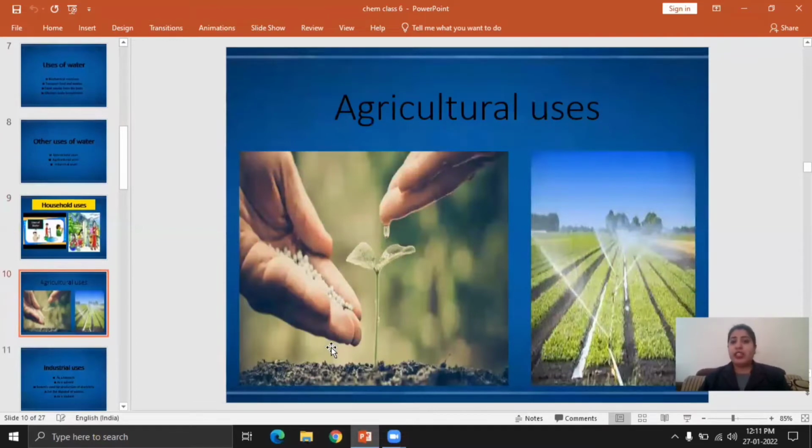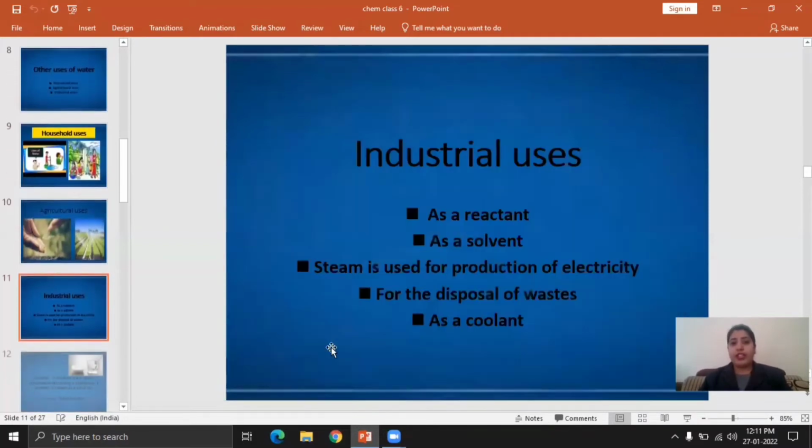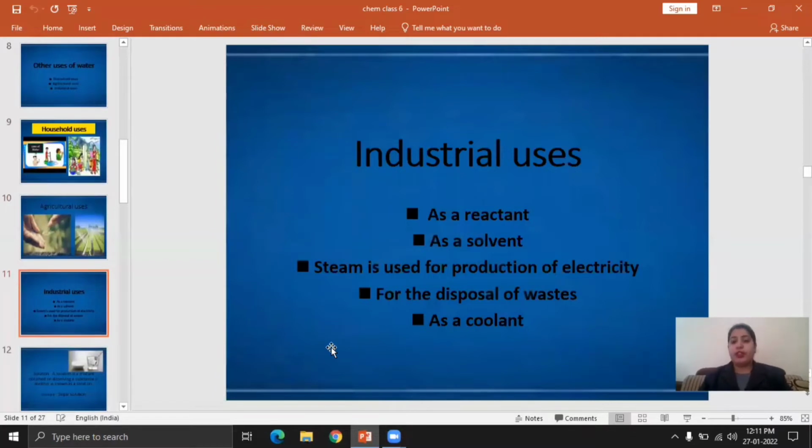Then water is needed in agriculture also. For irrigation, water is needed. Plants need water for preparing their own food. Now, we need water in industries also. We need water as a reactant in industries, as a solvent, as a coolant. Then we need water for the production of electricity. Then we need water for the disposal of waste. So there are so many ways in which water is used in our household, agriculture, and industries.